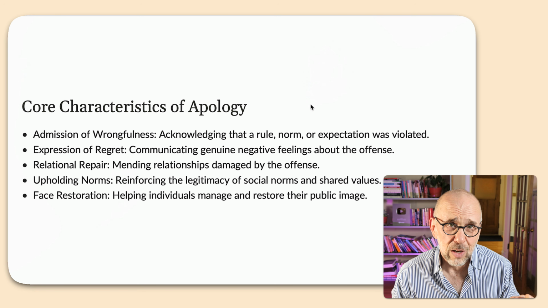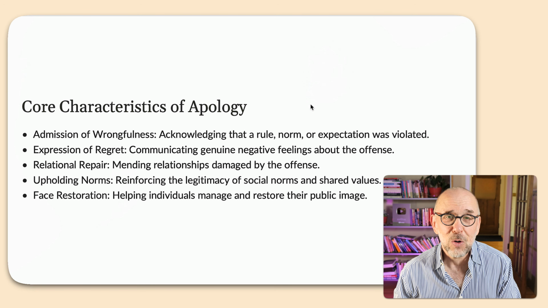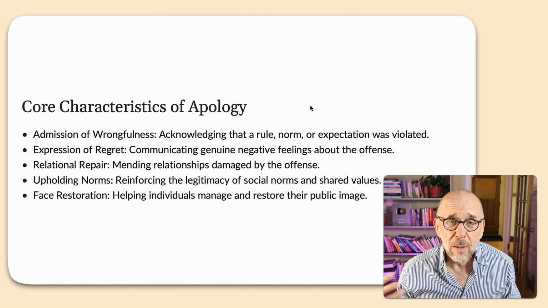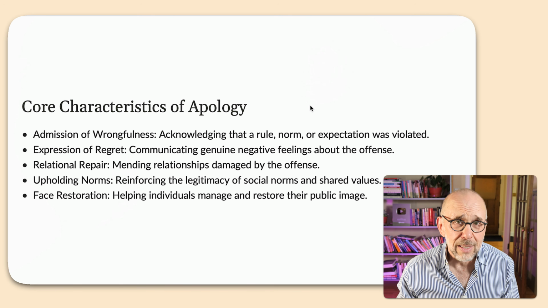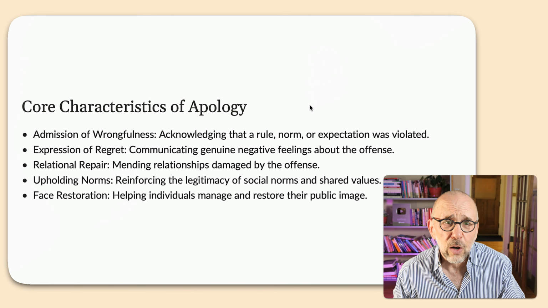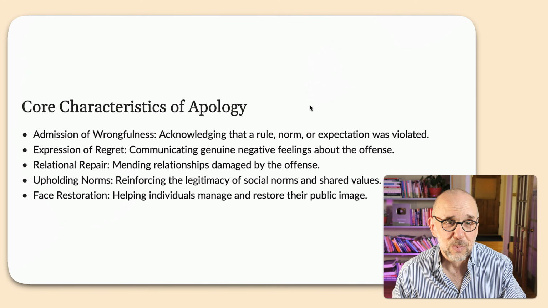Second, we have to express regret. We have to say that we're sorry for transgressing this moral norm. And we have to communicate some genuine feeling of remorse for having done so. Third, we have to attempt to make a repair. That is, we have to communicate the intention that part of the reason for the apology is our desire to mend the relationship by acknowledging the wrongdoing and expressing regret.